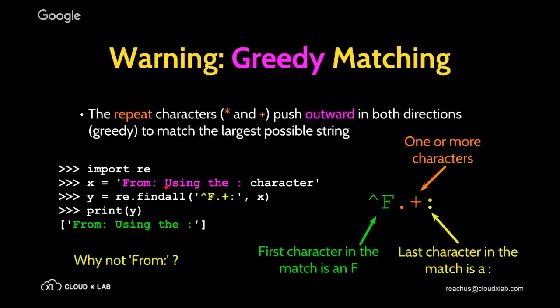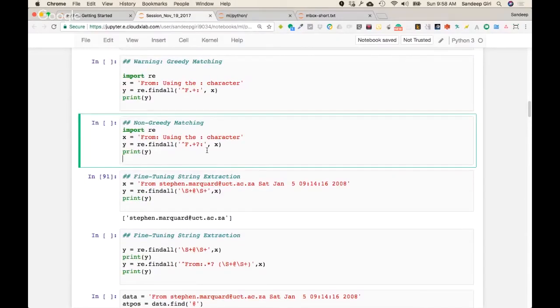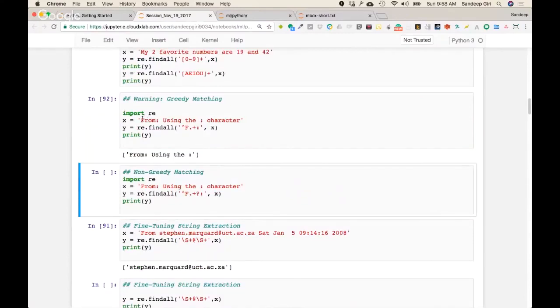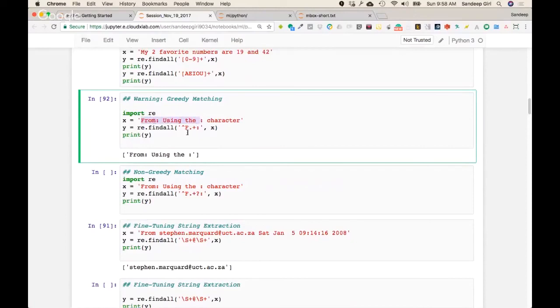It's trying to match as much as it can. I'll show you what it means. It's basically trying to eat till here: F followed by dot plus till colon. Ideally, it should have matched only this one, right? But it matched this also. Sorry, let me repeat. Here there are two colons, this one and this one, and we are saying F followed by dot plus colon. So it could match either this or till here, and it matches till here by default.